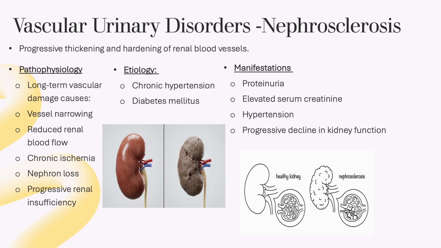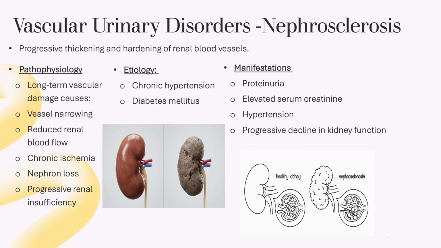Over time, these narrowing vessels reduce blood flow. They cause ischemia, glomerular destruction, and nephron loss. The kidneys respond by activating the renin-angiotensin-aldosterone system because remember, now you're not having enough flow. This increases the blood pressure and further worsens vascular damage, because if the blood vessels are hardened or narrowed, they're not getting enough blood to the kidneys.